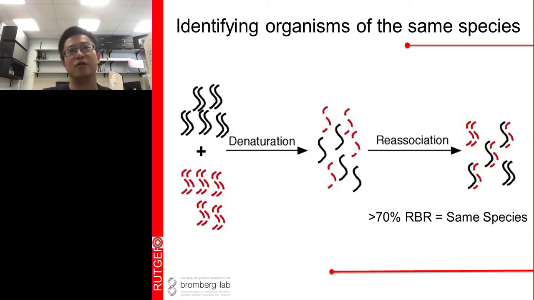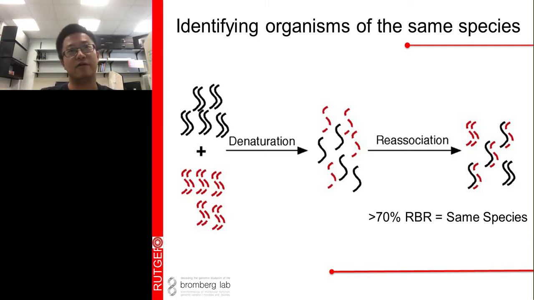Currently, the gold standard to tell whether 2 bacteria are of the same species or not is a technique called DNA-DNA hybridization. The idea is that you take the DNA from both bacteria, you denature them into single strands, then mix them together and let them reassociate. And then you count how much of these heterostranded DNA there are. What is the fraction of those? The current rule of thumb is that if there is more than 70%, then you can safely say that these 2 bacteria are of the same species.